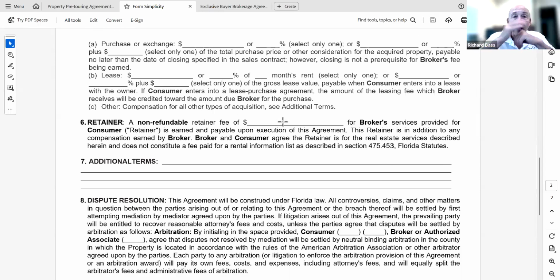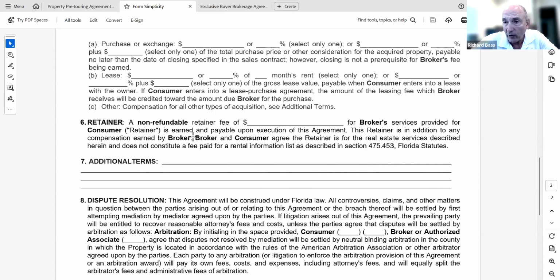Retainer. I'm not a big fan of taking retainers, yet I know a very small handful of agents who do charge retainers. It's like we're going out and we're working. You're going to pay me $1,000 up front. That's my time and effort that I'm going to put into doing this. By the way, this is a little odd here. The retainer provided for consumer is earned and payable upon execution of this agreement. This retainer is in addition to any compensation earned by the broker.